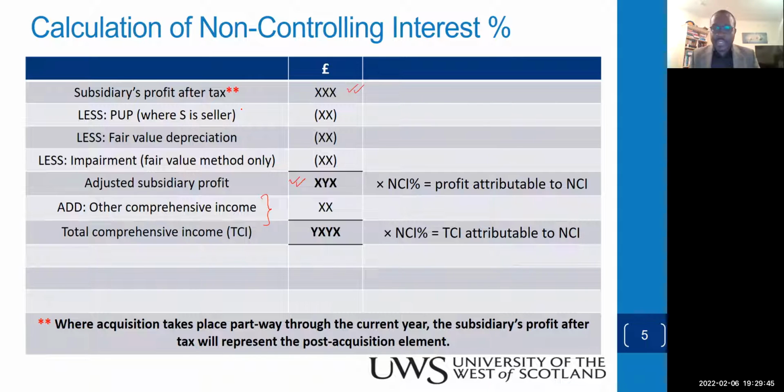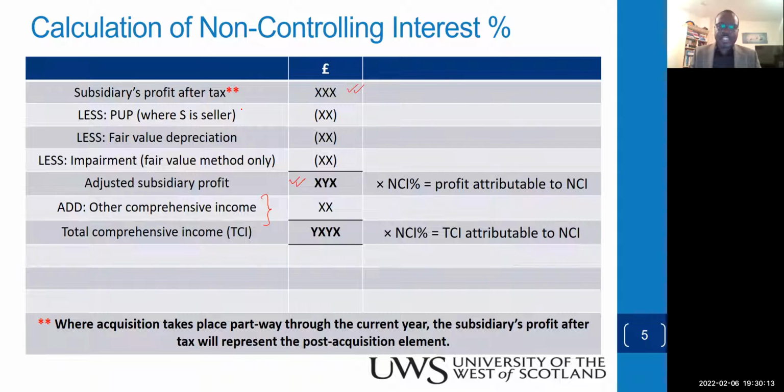Where acquisition takes place midway, we need to do some pro rata calculation. Actually, the profit there in that situation, if it is midway, we only have to take care of the post-acquisition element, okay? So the subsidiary's profit after tax will represent the post-acquisition element. We'll look at an example where there is a midway calculation, okay? Midway acquisition.